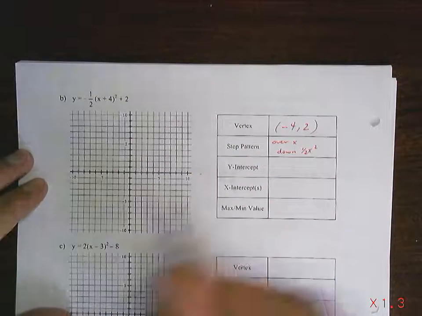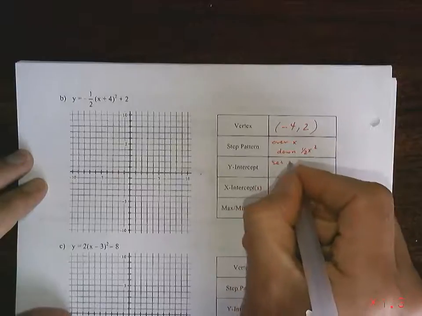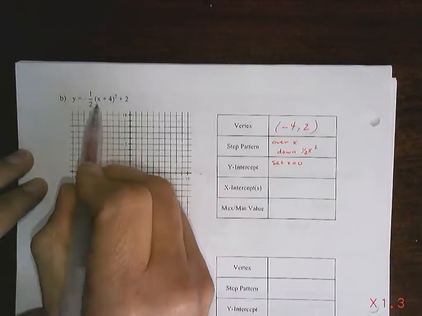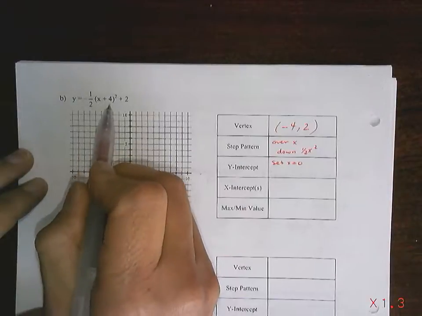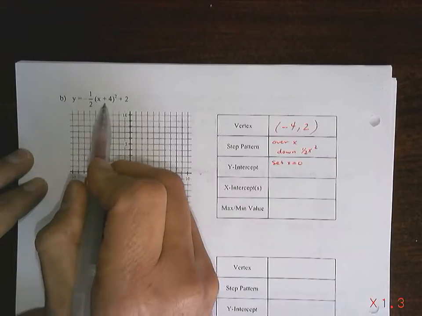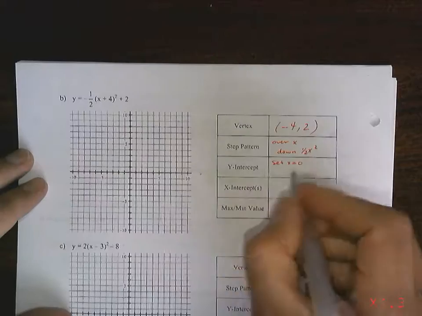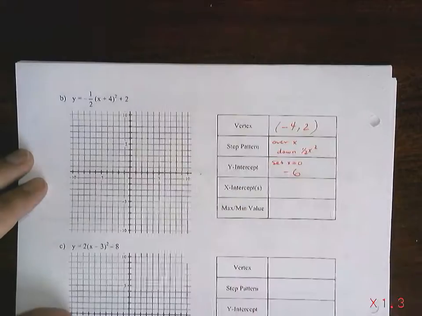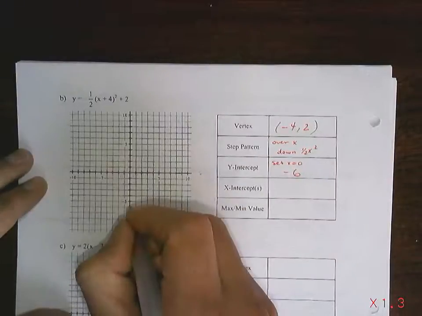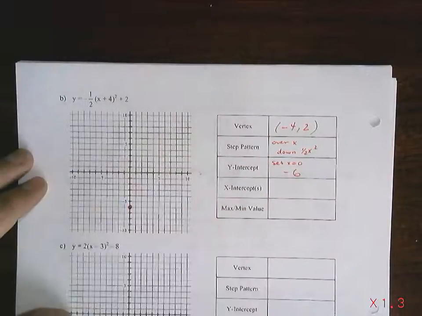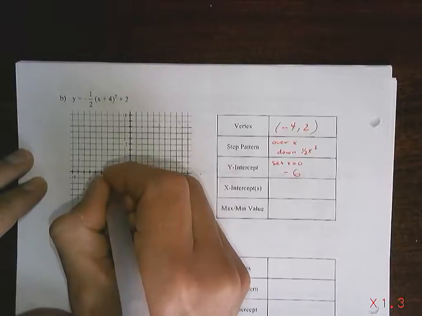The y-intercept, if I set x equal to 0, putting in 0 here, 4 squared is 16, divided by 2 is 8, negative is negative 8, plus 2 should be negative 6. So my y-intercept should be right here. My vertex should be negative 4, 2.